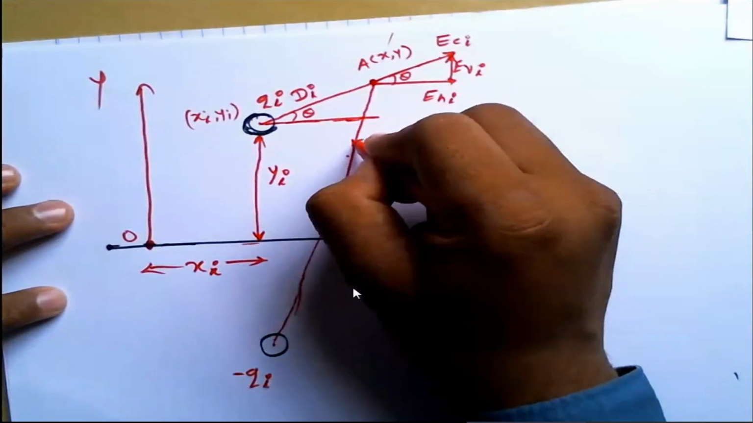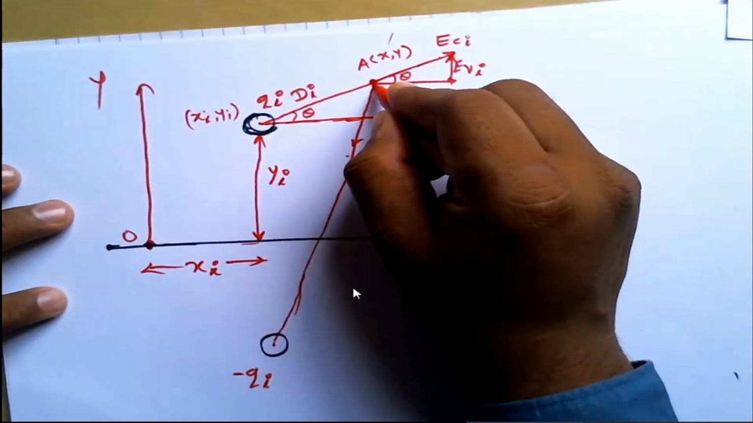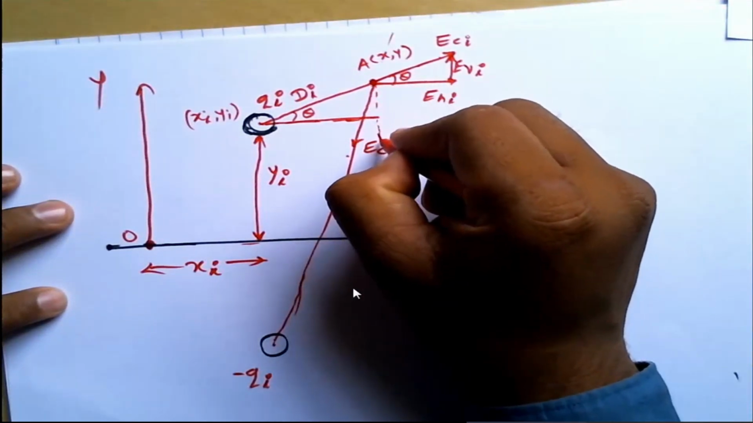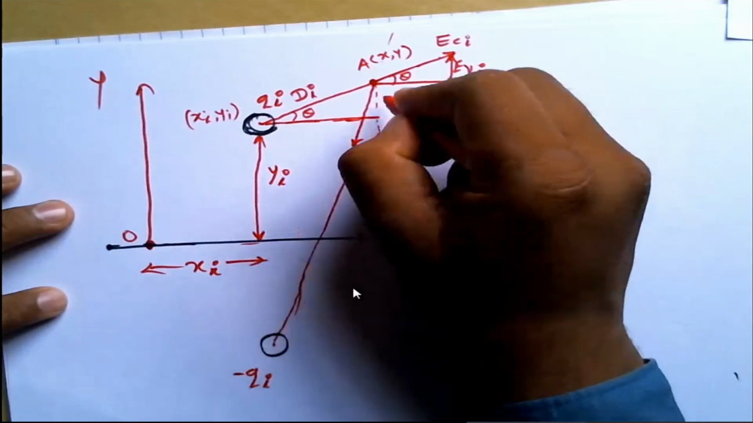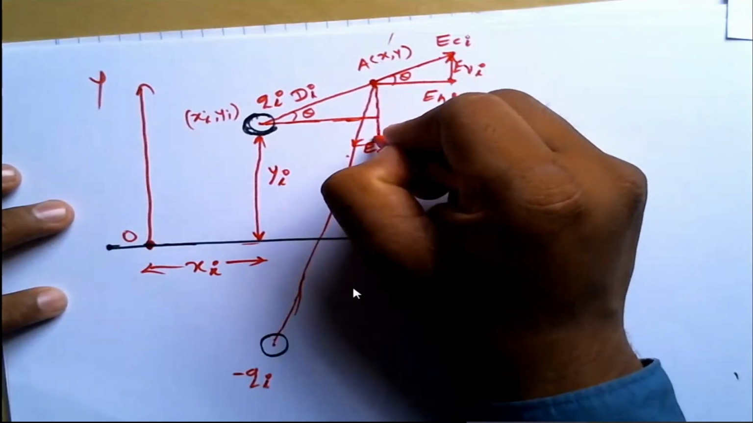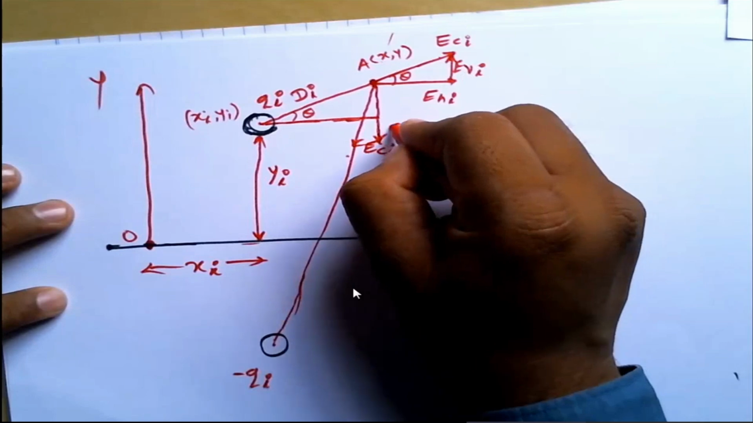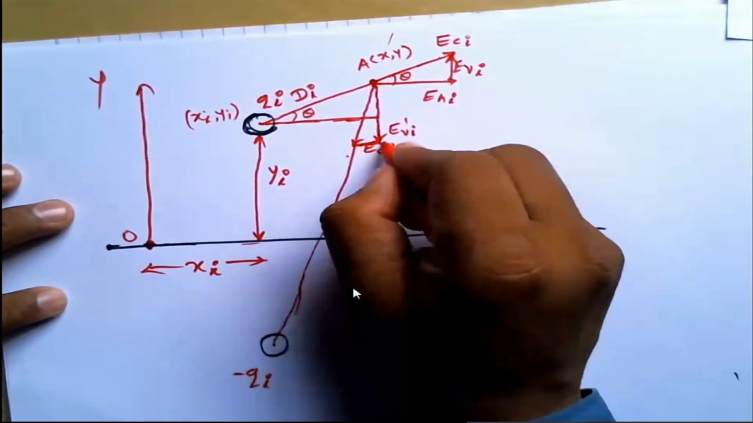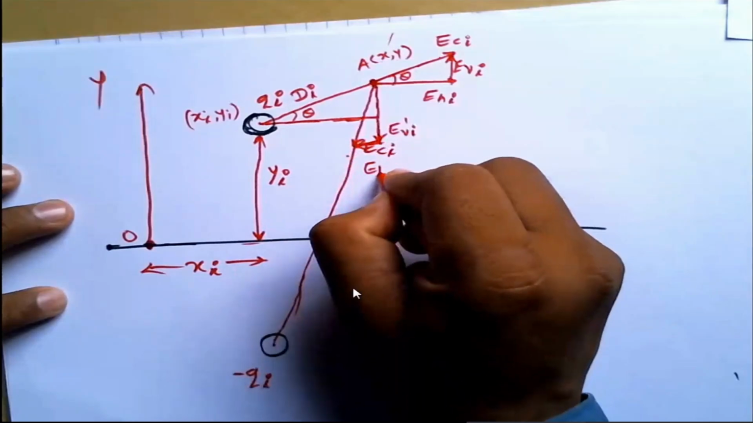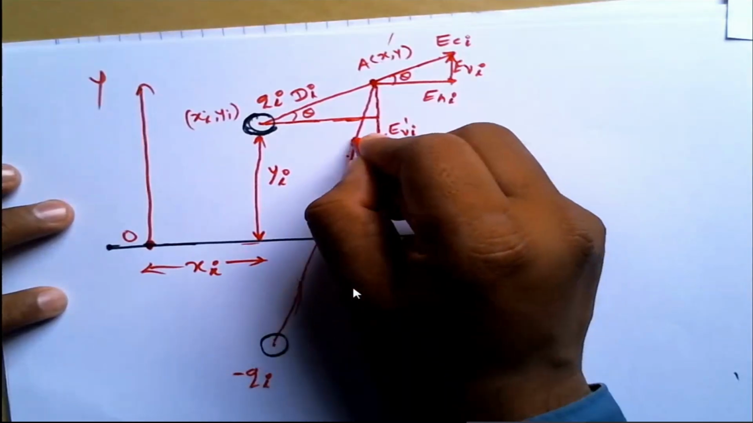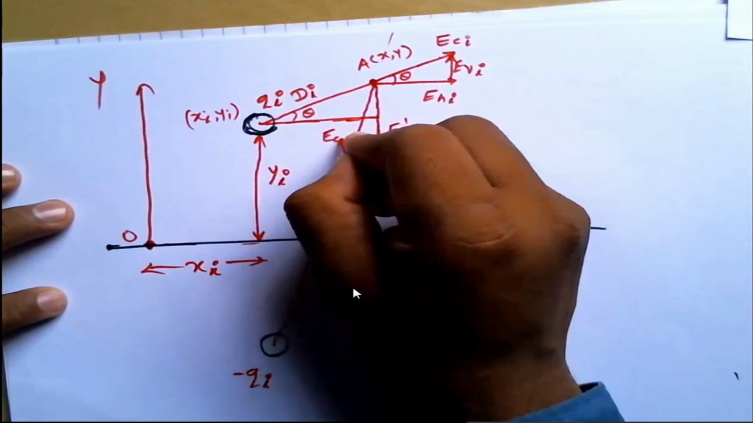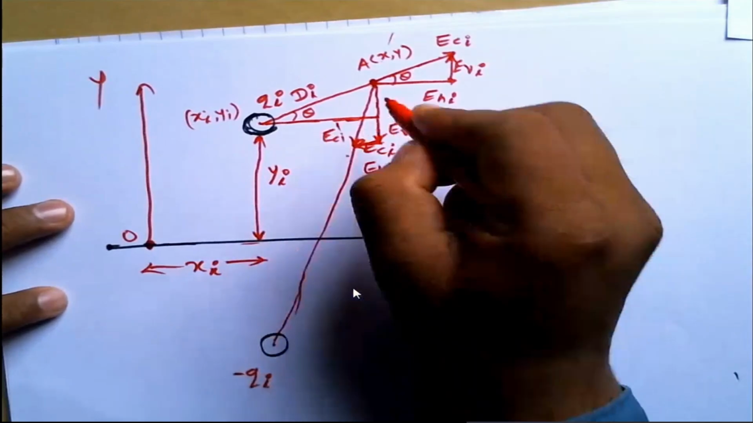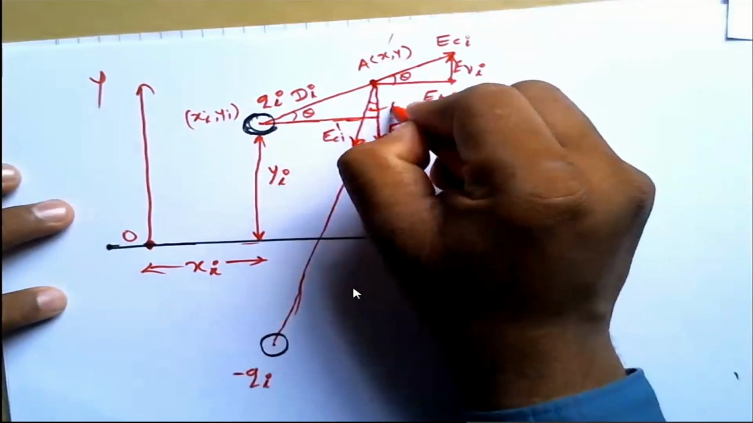ओके, परत ही फील्ड मी काय केली, I have divided into two components. One is a vertical and another is a horizontal. So this is vertical component and it will be EVI dash. And this is horizontal component. It is EHI dash. And this is total. I will write it down again. ECI dash. This angle is also theta.